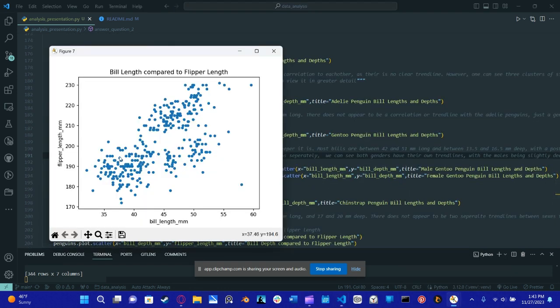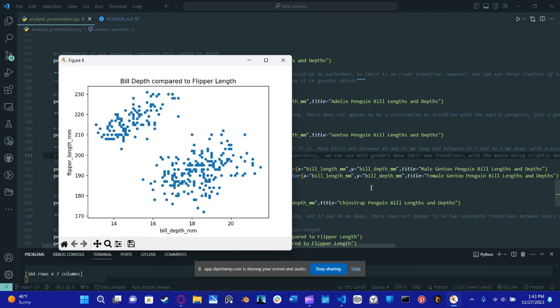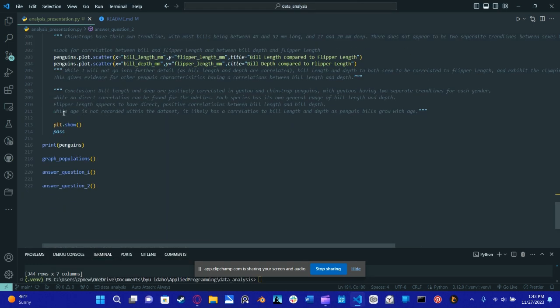Here we have bill length compared to flipper length for all penguins. Once again, we see a clumping behavior, but there seems to be a much clearer relationship or trend line between the two. And then lastly, if we compare bill depth to flipper length, we see two main clumps or distributions of penguins, with that sort of positive correlation or relationship continuing on. Flipper length appears to have a direct positive correlation with bill length and depth.